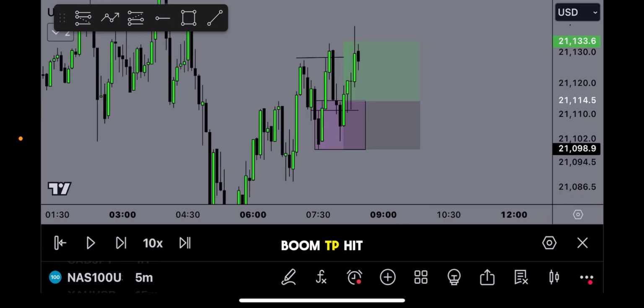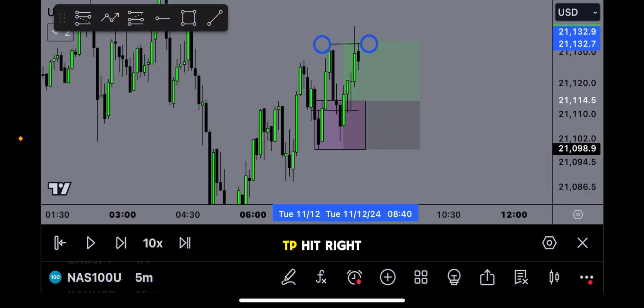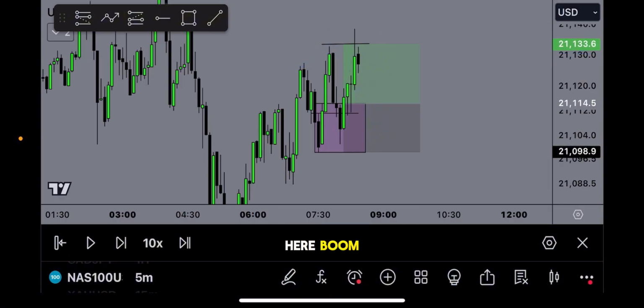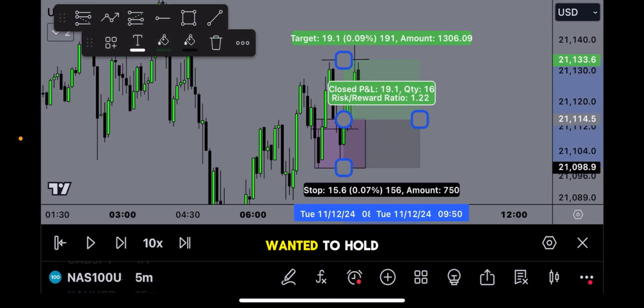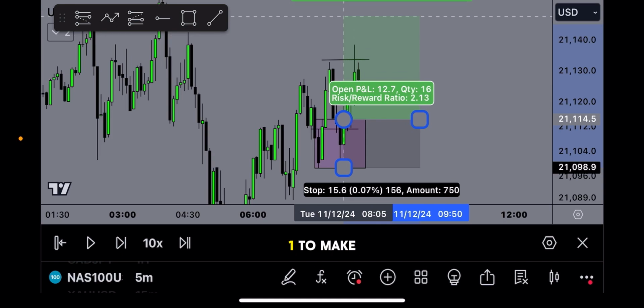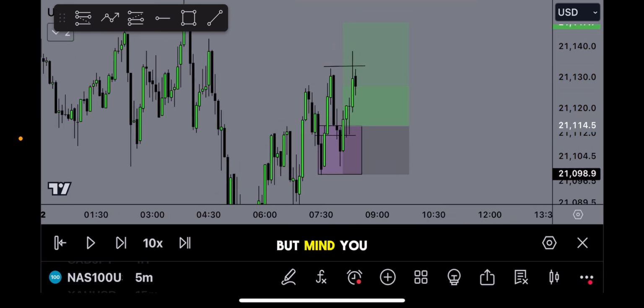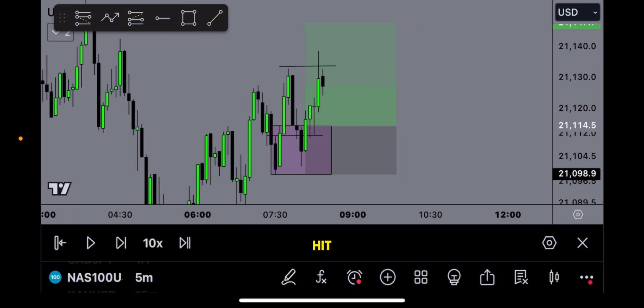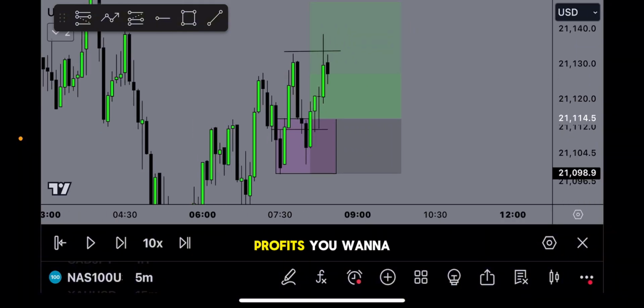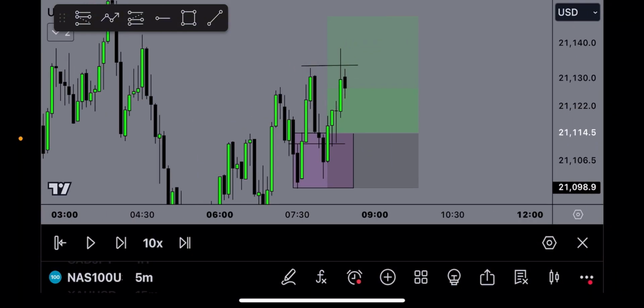Boom. TP hit. TP hit right here. Bam. Now let's say you wanted to hold for 2 to 1 to make $20, risking $10. But mind you, once take profit 1 gets hit, you want to secure profits. You want to secure some money, at least half of what you was risking, and leave the other half to see if price continues to go up and hit your other take profit.